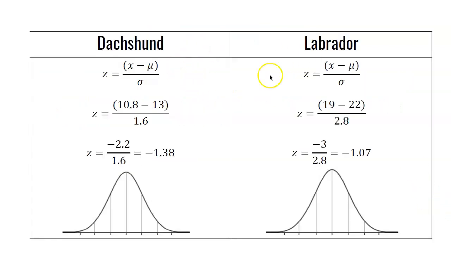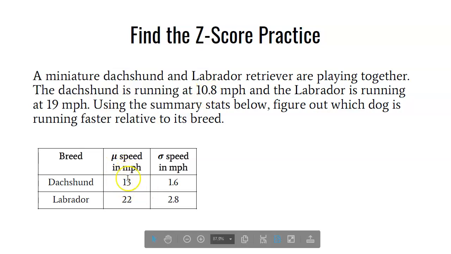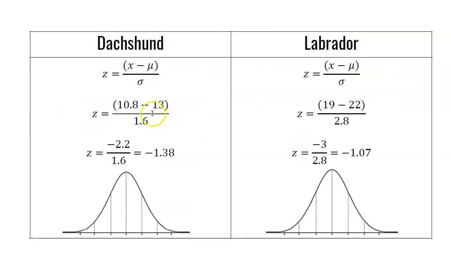All right, so we have the same z-score formula. We do the observation minus the mean. Please note that both of these dogs are running below the mean. So 10.8 is less than 13 and 19 is less than 22. So both of our z-scores are going to be negative, right? Because our mean is going to be greater than our observation. So we divide by the appropriate standard deviations for each breed, and we see that the dachshund was running 1.38 standard deviations below the mean for dachshunds, and the Labrador was running 1.07 standard deviations below the mean for that breed.